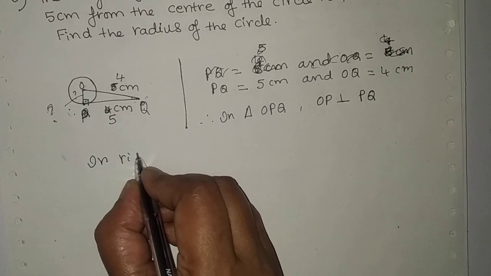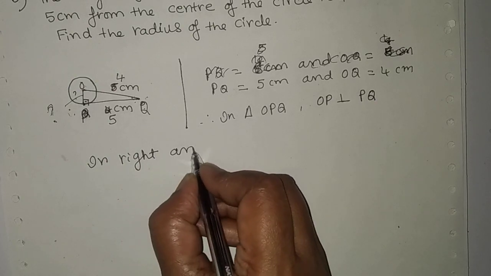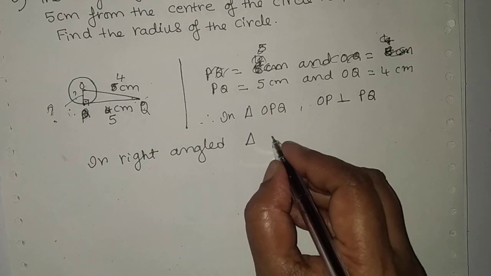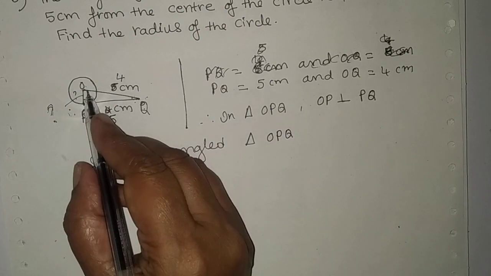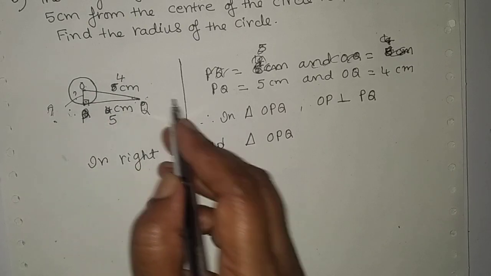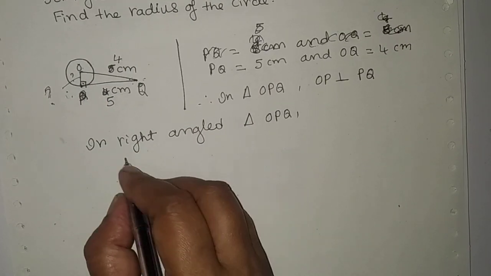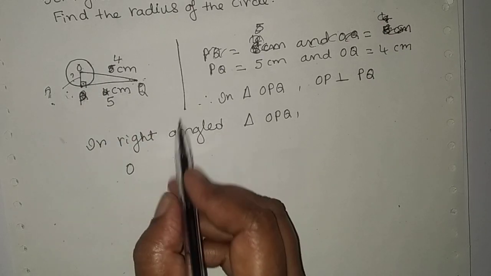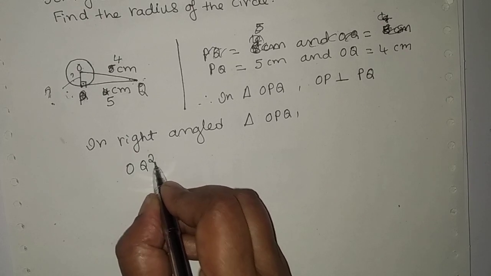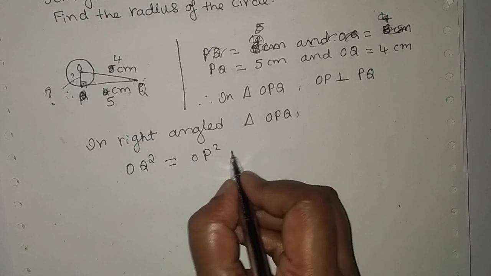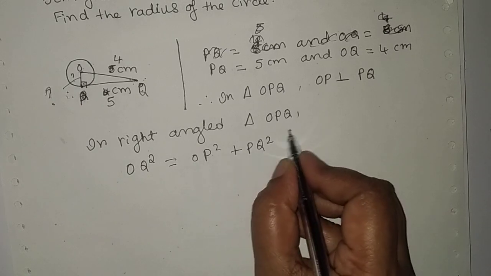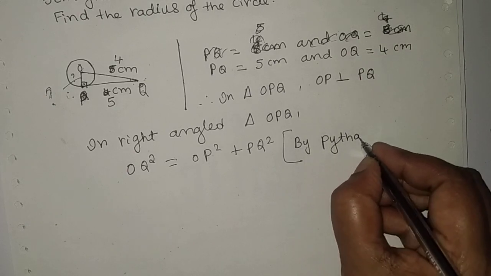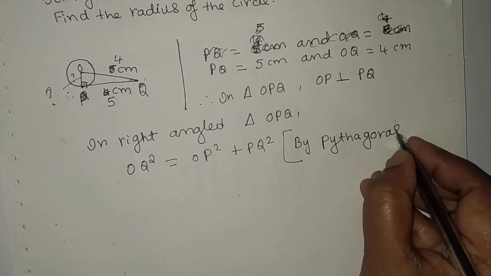Next, in the right angled triangle OPQ, applying the Pythagoras theorem, OQ square is equal to OP square plus PQ square, by Pythagoras theorem.